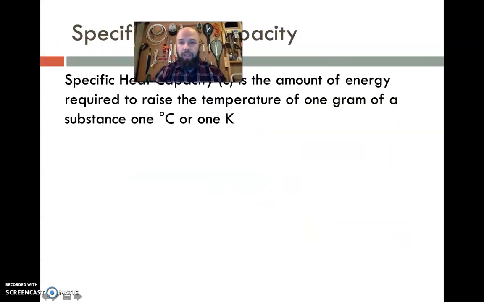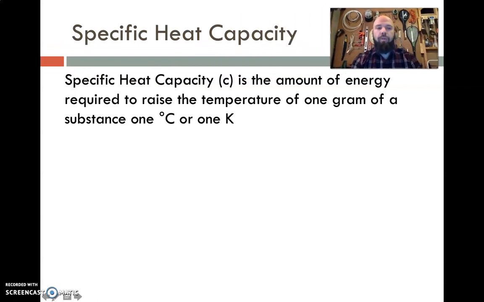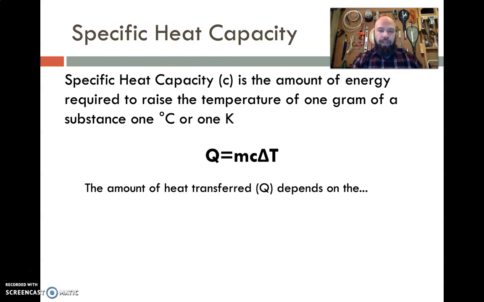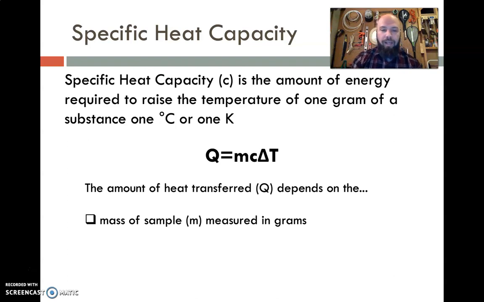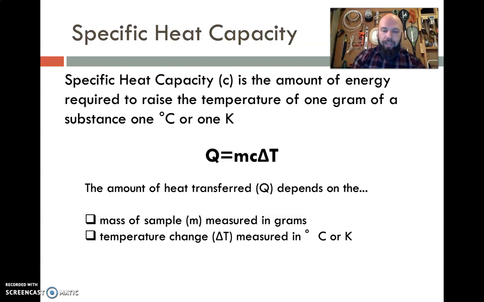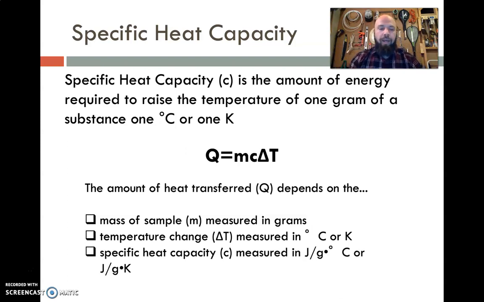The specific heat capacity is the amount of energy required to raise the temperature of 1 gram of a substance 1 degree Celsius, or 1 kelvin, depending on what unit you're using. The equation that we're going to use is Q equals mc delta T, where Q is the heat being transferred, m is the mass of the sample in grams, delta T is the change in temperature, and the specific heat capacity is c.